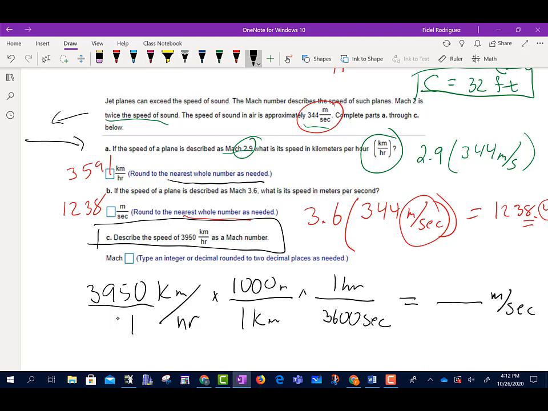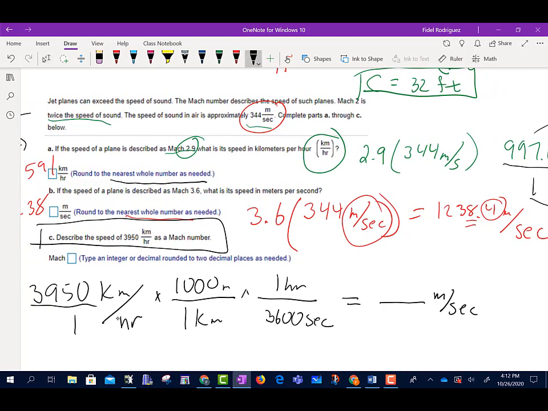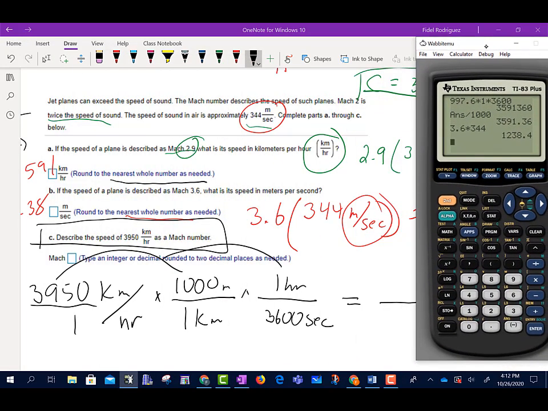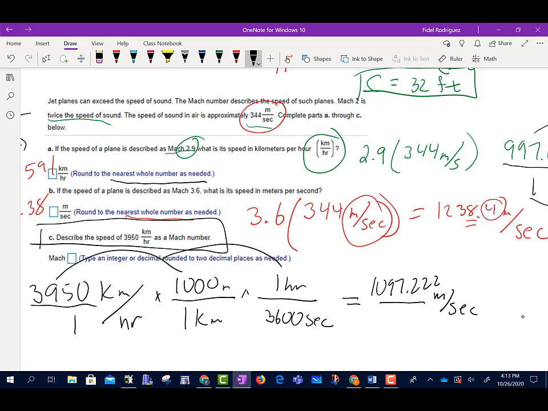So remember, I'm going to think of this over 1. I'm going to multiply it like this. Let me move this over a little bit so I can use my calculator. So I'm going to take 3,950 times 1,000, times 1. It's going to be the same thing. Here's my number. And I need to divide that by my denominator, which is 3,600, because it's 1 times 3,600. Equals, and I'm coming up with 1,097 point a whole bunch of 2's.